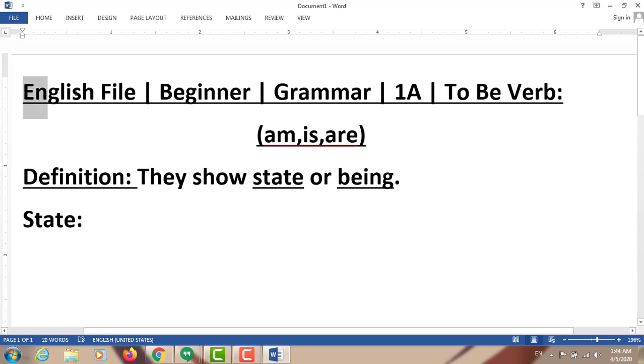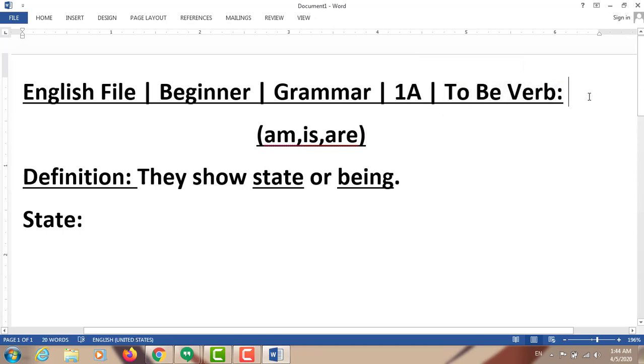Okay, so it's English File Beginner, the grammar part. We are talking about the grammar part. Usually the grammar parts are at the end of the book, and the grammar part for this book is page number 92, and we are going through grammar, first unit, part A. So the verb is to be.